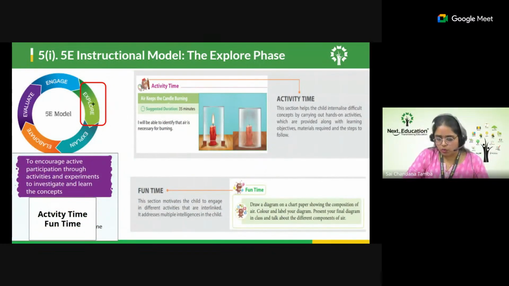Next comes the explore of the 5E model. So explore is all about exploring using activities and experiments. Specifically here I'm talking about the science subject. In science, activities and experiments are given. There is activity time and fun time given in our books for every chapter. So that's how the students are going to perform these activities, or the teacher might demonstrate in front of the students, and students are going to learn by seeing or learn by doing. So this is how the explore section is inculcated in our books.